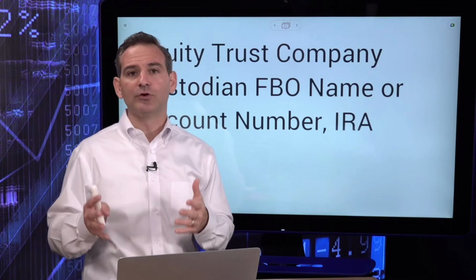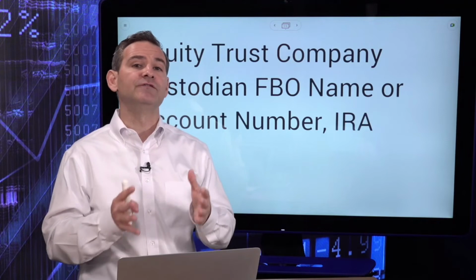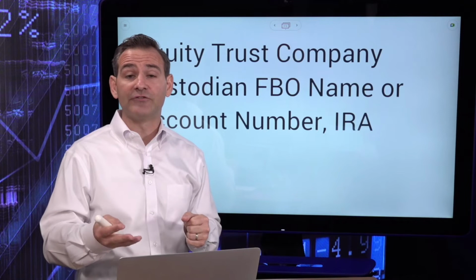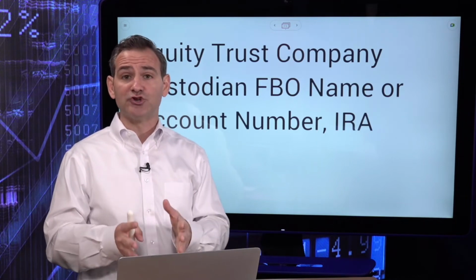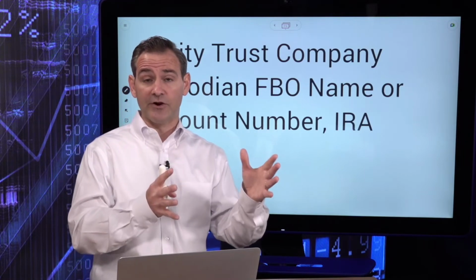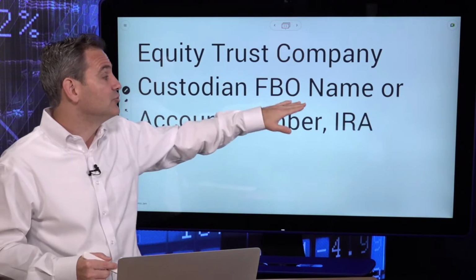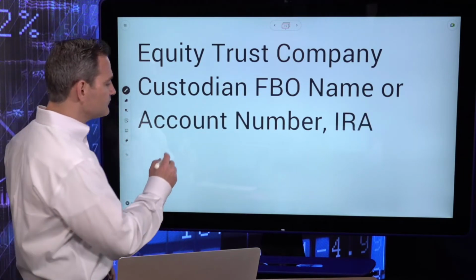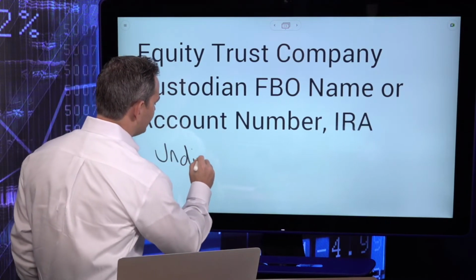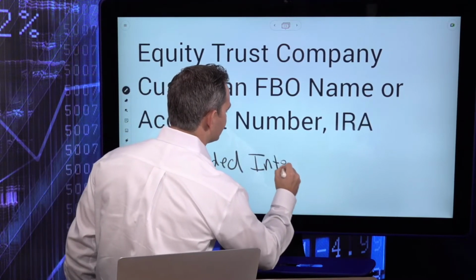So I'll give you an example. Let's say you plan on buying a property for $100,000 and you're going to put in $50,000 with your IRA, and then your spouse is going to put $50,000 in with their IRA. Well, you have to make sure you title all the agreements, for instance, a purchase agreement, from the very beginning, appropriately. So it'd be Equity Trust Company, custodian, FBO, your name or account number, IRA, and then you're going to put undivided interest, and then you're going to list the percentage.